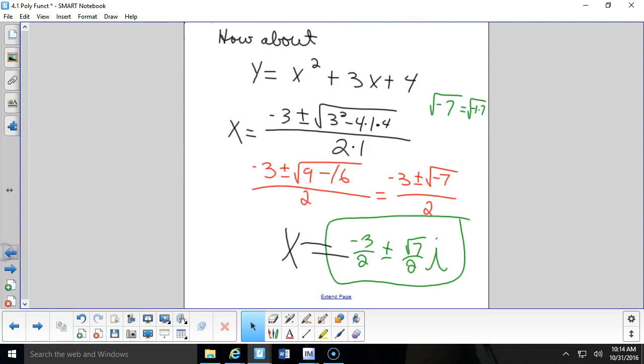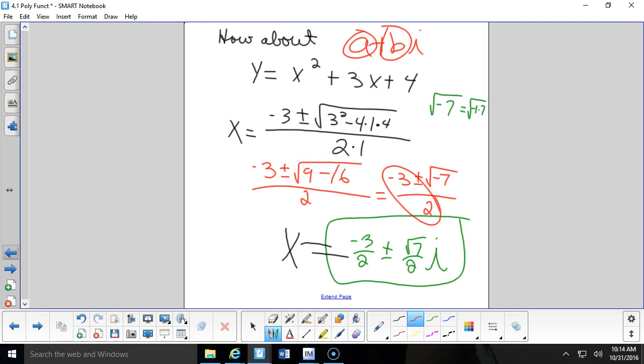So when I write it in a plus bi form, a and b are kind of their standalone numbers. So this is just negative 3 divided by 2. That's where that comes from. And then the negative inside here becomes i. So negative square root of 7 becomes i times the square root of 7. And that's over 2. And I just pull this part out front then.